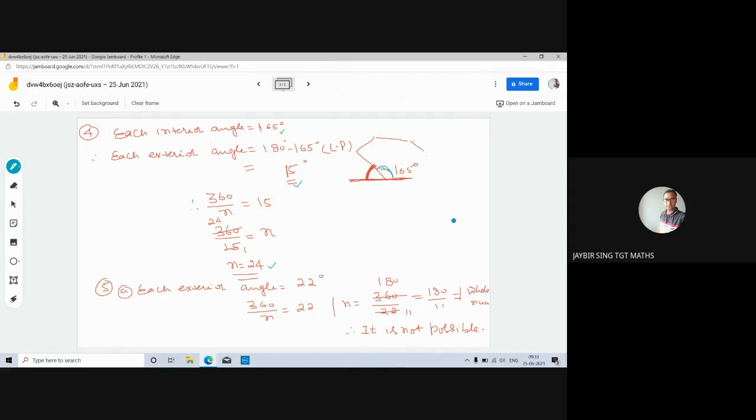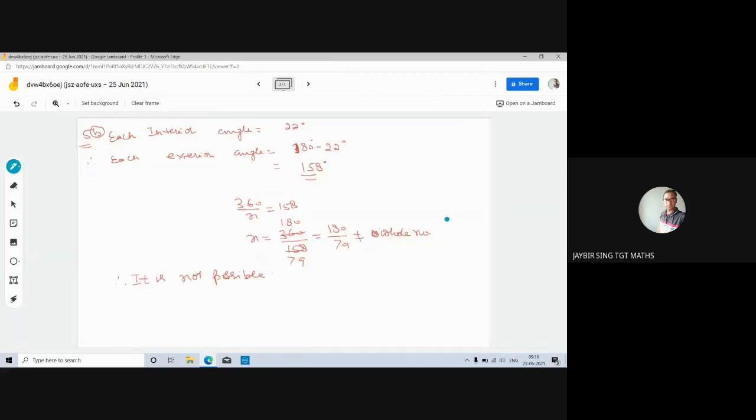Okay, likewise in B part, now they are asking if we take each interior angle as 22 degrees, is it possible? In that case we'll calculate each exterior angle first. This is 180 minus 22. By the linear pair property, it is 158 degrees. Now try to calculate the value of n, but here again the value of n is 180 divided by 79. Again this is not a whole number, so it is also not possible. Thank you. You can try question number 6 in this way.